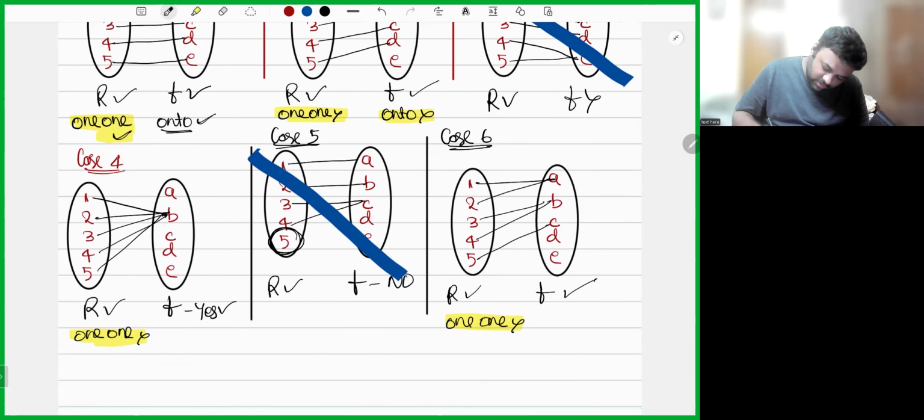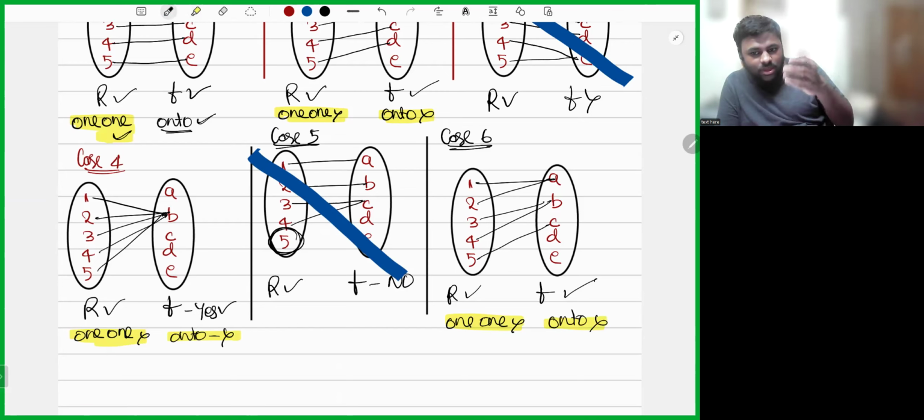Is it an onto function? What is the range here? D is the range. And what is the codomain? A, B, C, D, E. So it's not an onto function. Do you think it's an onto function? No, sir, it's not an onto function. Why? Range and codomain must be the same. If range and codomain both are the same, only then do you call it an onto function. Your range is ABC. Codomain is ABCDE. It's not an onto function.